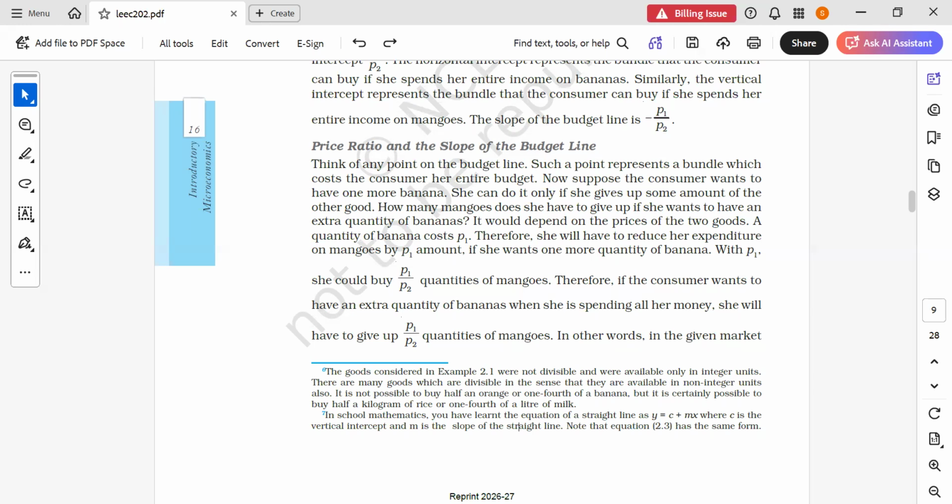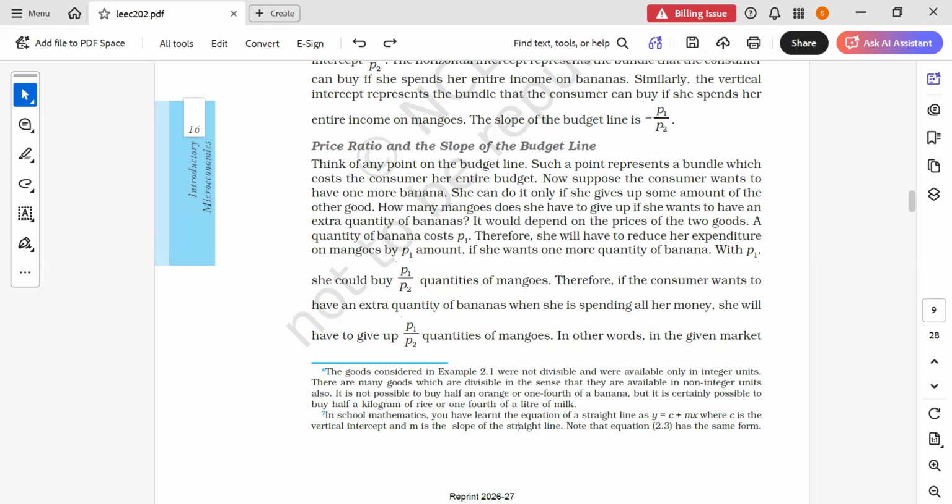This is the budget line 1, and this is the budget line 2. All right. So this is how a change in the price will impact the budget line.